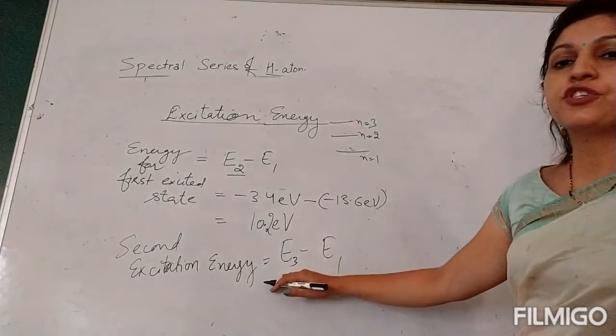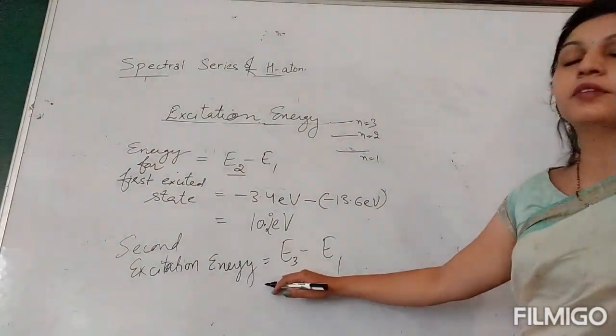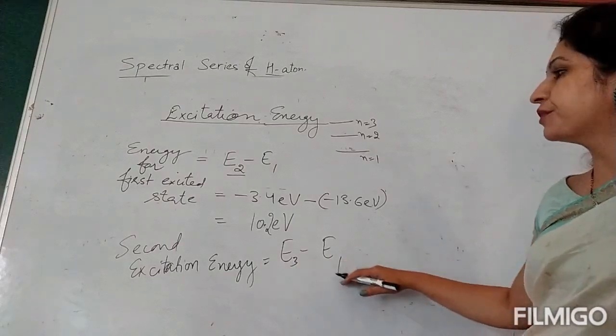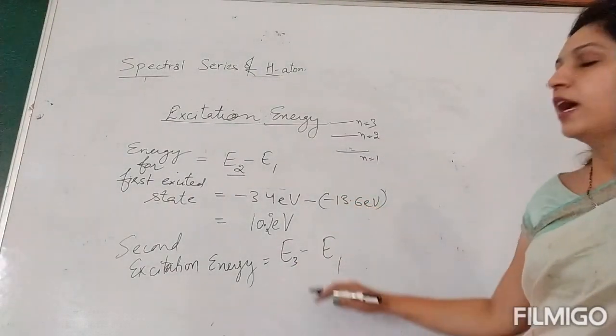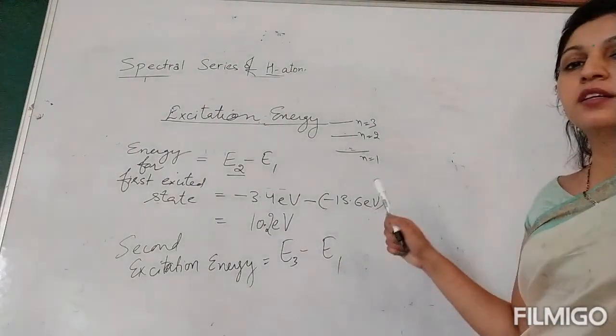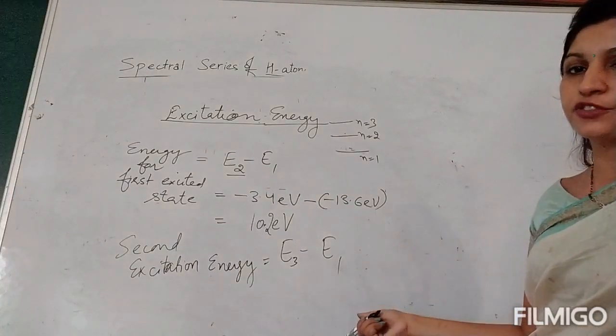So here you will write the energy of the third orbit, that you can calculate by minus 13.6 over 3 square, minus the energy of the first orbit, that is minus 13.6, and find out this value. Okay, so find out the second, third, fourth and fifth excitation energy.